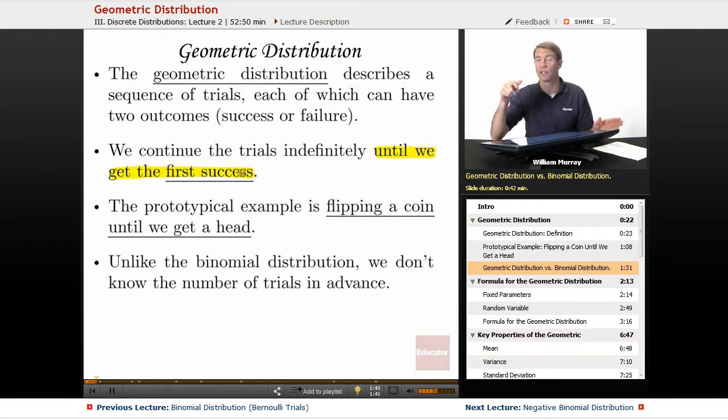Remember, in a binomial distribution, we have a fixed number of trials that we decide ahead of time. We say, I'm going to flip this coin 10 times and I'll count the number of heads. That was the binomial distribution. This is the geometric distribution where we say, I'm going to flip this coin as long as it takes until I get the first head. So that's the difference between those two. You want to be really careful when you're studying a new situation. Am I talking about the geometric distribution or the binomial distribution?